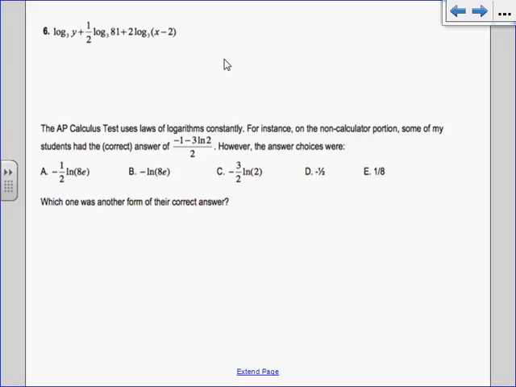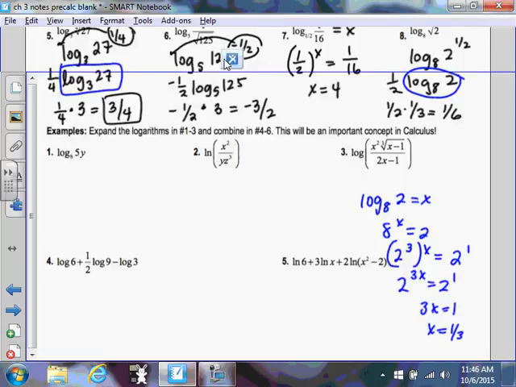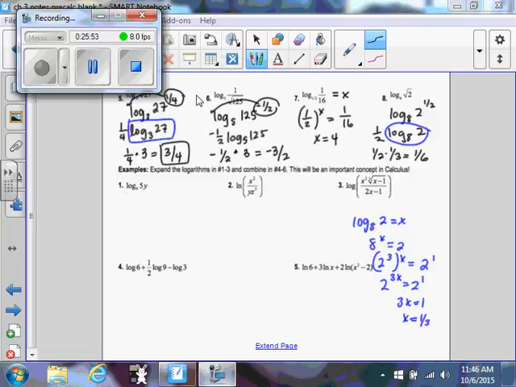How much more do I have? A little bit more. All right, we'll stop there with the expanding right now, and we'll do the rest tomorrow.